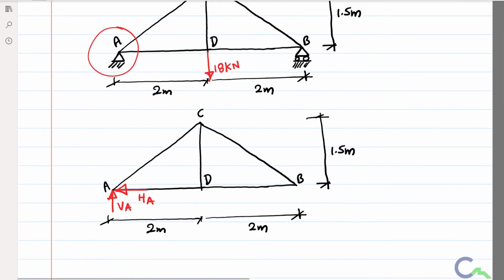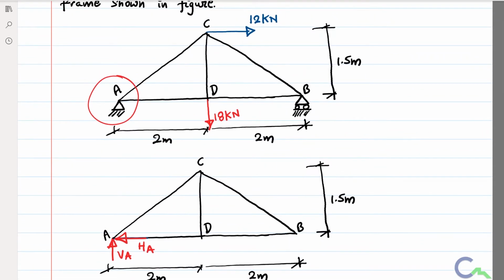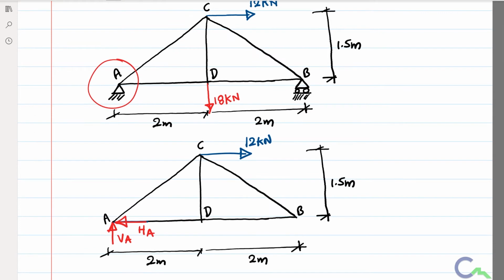After that, the 12 kilonewton I will take as it is, acting exactly horizontal. Then we have 18 kilonewton acting downward. Then at joint B, they provided one roller support. Therefore, it is going to develop one vertical reaction. I will take it as VB.